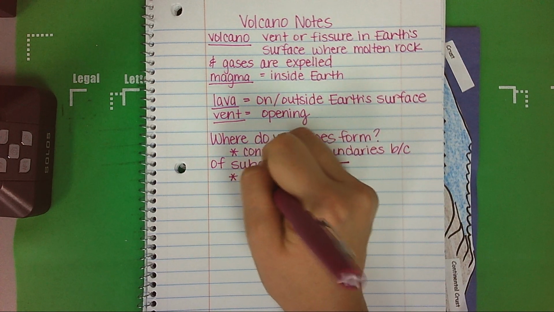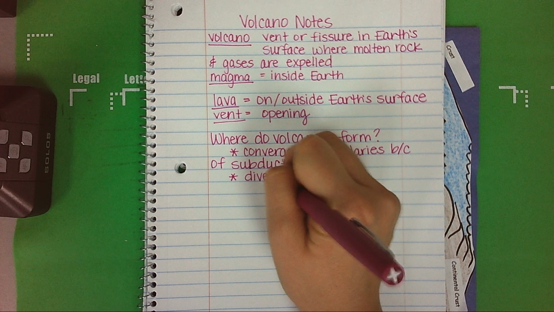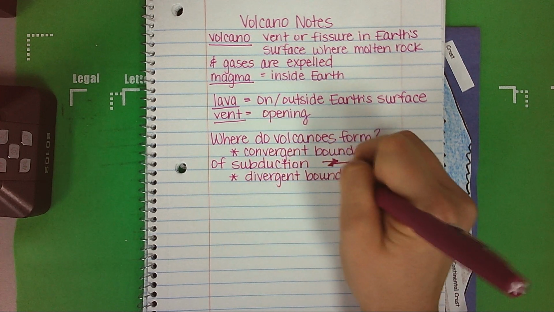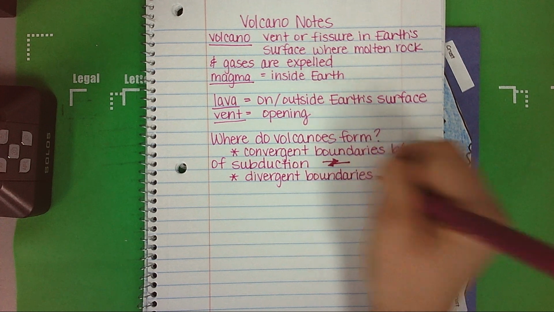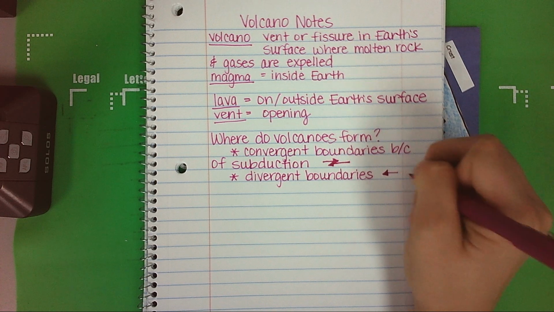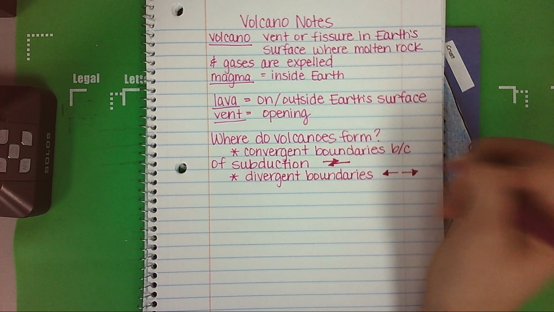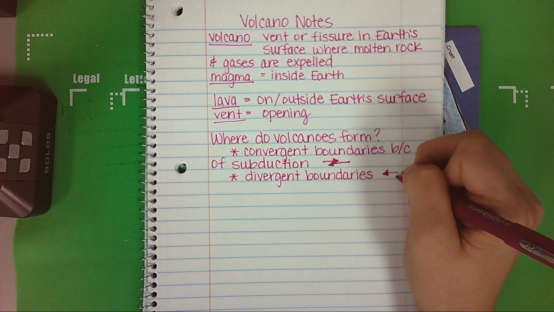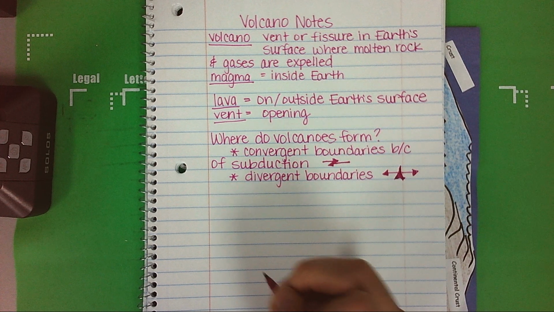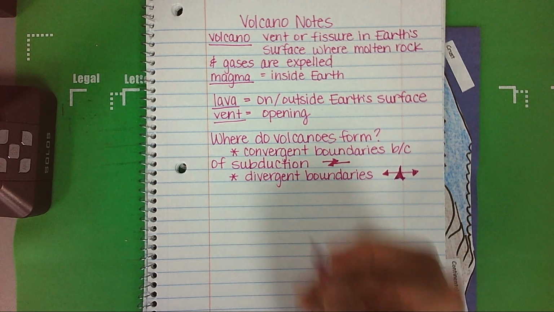The other place is at divergent boundaries. Okay, divergent boundaries, remember that's where the plates are going away from each other. So because the plates are separating, a volcano could form right in here. That magma could come up and shoot up in between that space.